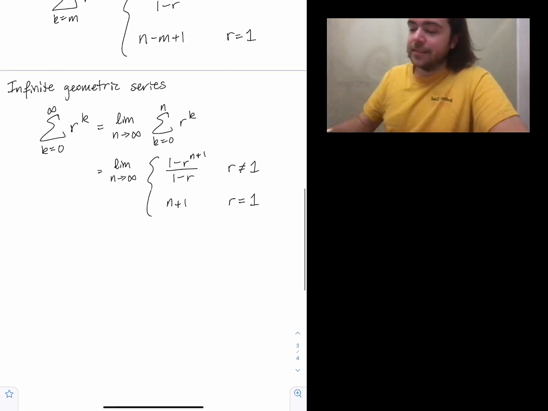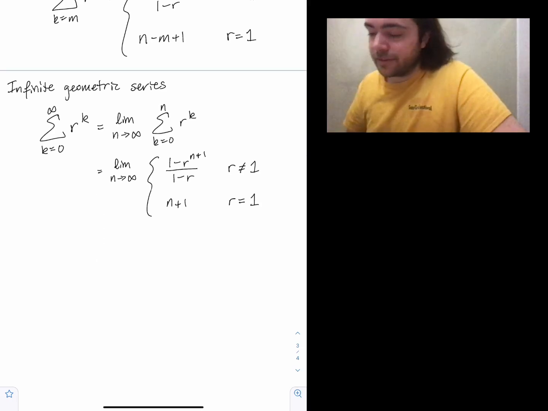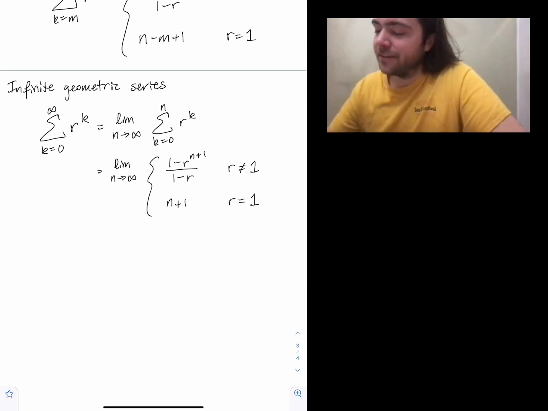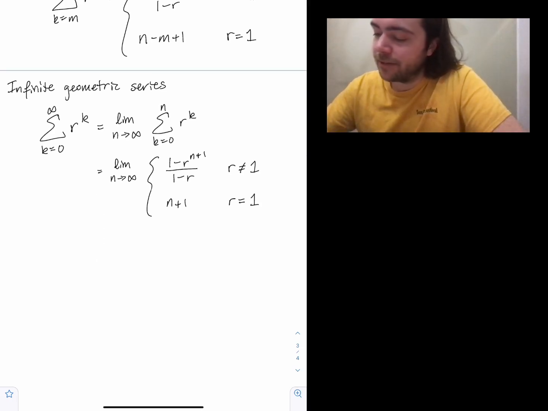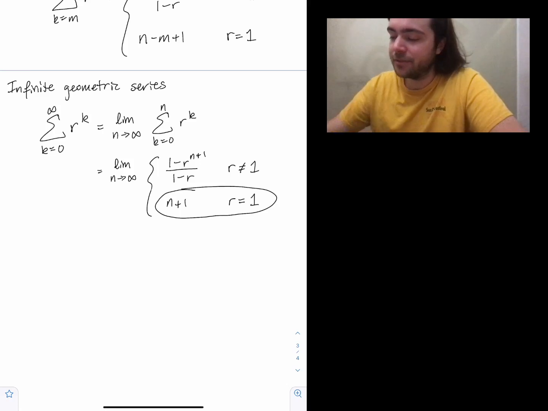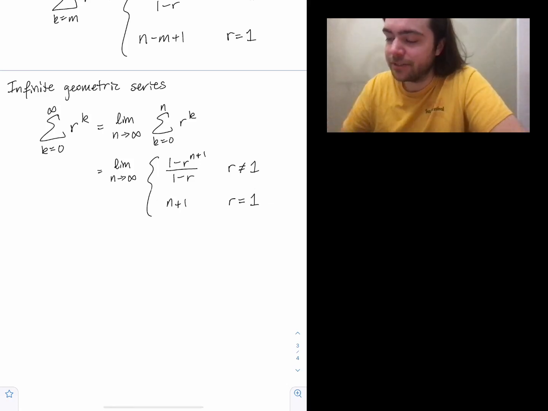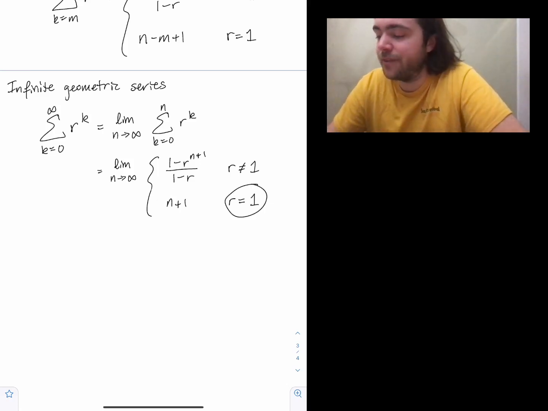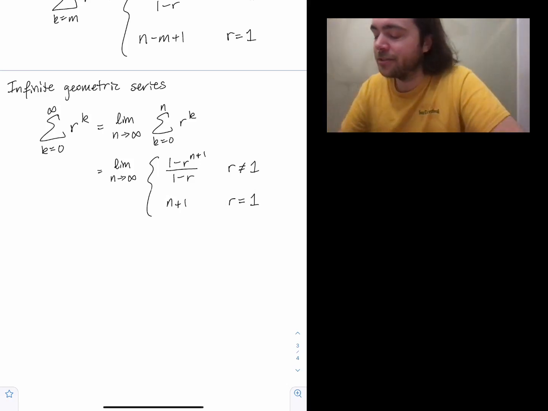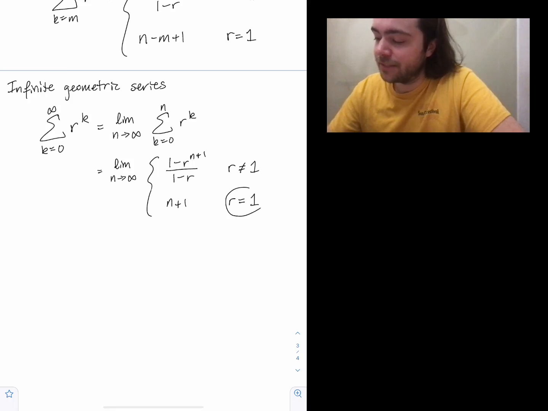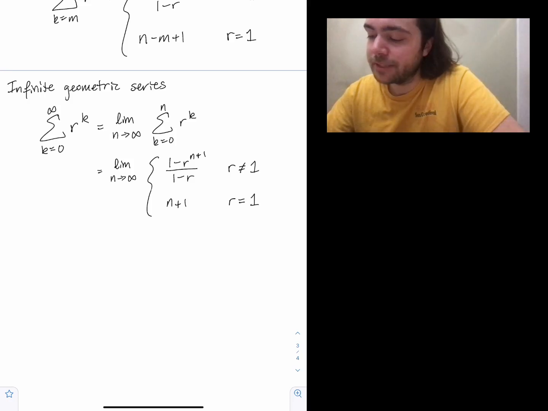Okay, so since this is an infinite sum, we've got to think about the question of whether this sum converges or not. So down here, we're taking the limit as n goes to infinity in both these cases. In this case, as n goes to infinity, this just keeps getting larger and larger, right? We're adding up 1 infinitely many times. Well, that doesn't converge. That goes to infinity. So we definitely don't have convergence of this sum when r equals 1. What about when r equals negative 1?